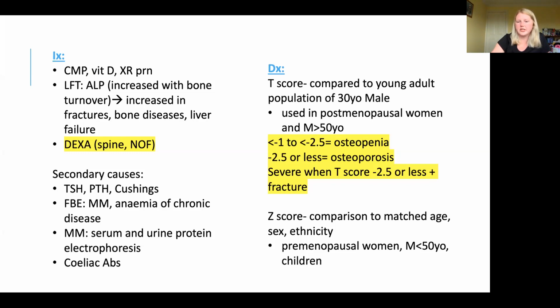The Z-score is when the bone mineral density is compared to someone of the same age, sex and ethnicity, but it's actually very rarely used. It's only used in premenopausal women, younger men and in children. There can be multiple causes for osteoporosis, but obviously in postmenopausal women, the loss of the protection of estrogen becomes particularly important. We can screen for osteoporosis with a DEXA scan.